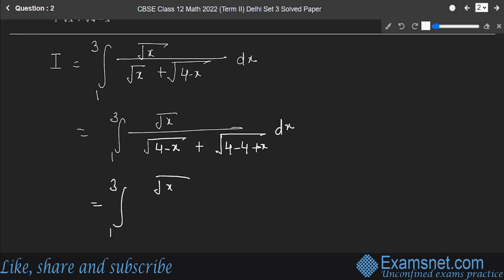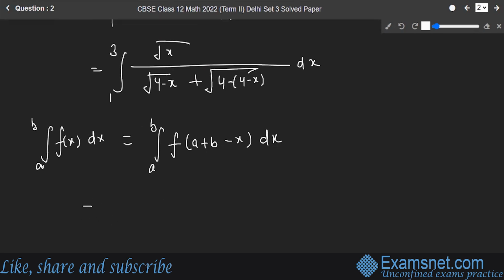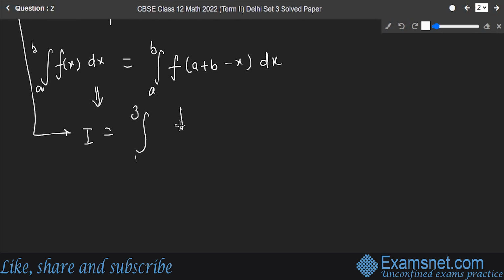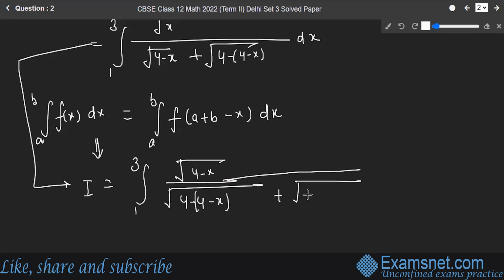See what I've used over here: the integral from a to b of f(x) dx is equal to the integral from a to b of f(a plus b minus x) dx. So now using this, I is equal to the integral from 1 to 3 of root of 4 minus x upon root of 4 minus x plus root of x dx.